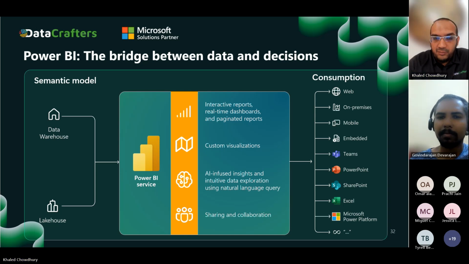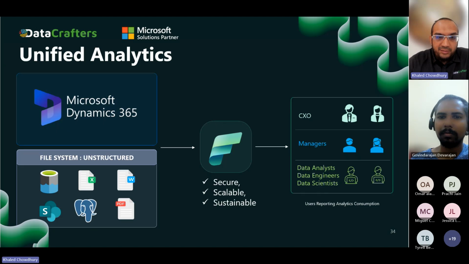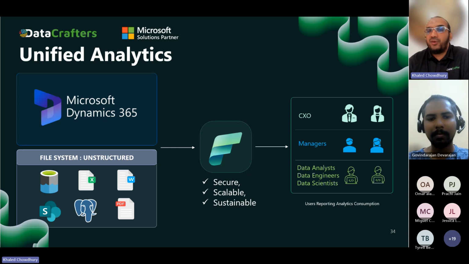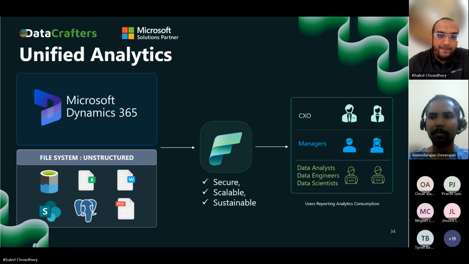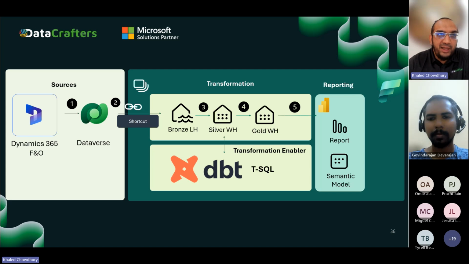All right, so let's go through the details so we can show a little bit more on the technical side. Again, this is essentially Dynamics pulling all the things together for us in Fabric. Essentially, again, one architecture that's secure, scalable, and sustainable for all users, whether it's C-suite managers or all the analyst people that put this thing together. This is a guideline architecture that we are showing right now.